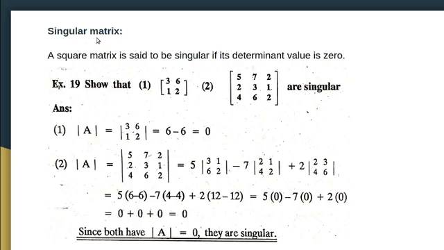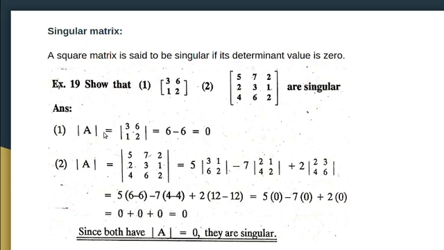So what is a singular matrix? Let us know about the singular matrix. A square matrix is said to be singular if its determinant value is 0. Show that these two matrices are singular. Let us consider the first matrix. In order to determine whether a matrix is singular or not, we have to find the determinant value. If the determinant value is 0, we can prove that it is singular.